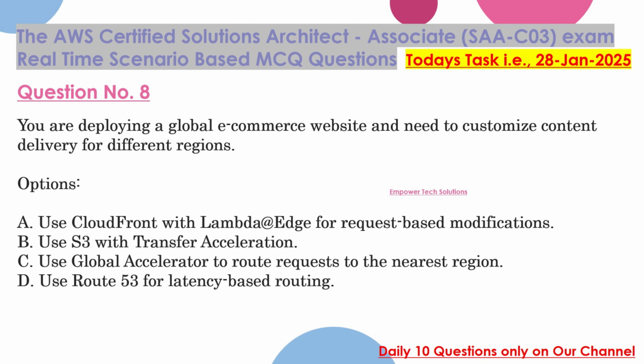Question 8. You are deploying a global e-commerce website and need to customize content delivery for different regions. Options: A. Use CloudFront with Lambda@Edge for request-based modifications. B. Use S3 with Transfer Acceleration. C. Use Global Accelerator to route requests to the nearest region. D. Use Route 53 for latency-based routing.